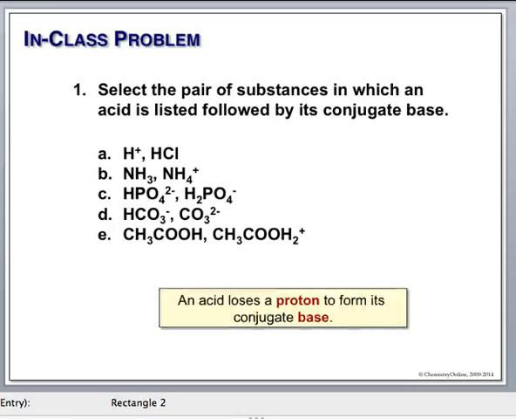Well, the top one is stupid, isn't it? Here we have gained a proton. Here we have gained a proton. Here we have gained a proton. The only one where we have lost a proton to form something is this guy. Bronsted acid loses a proton to form its conjugate base.